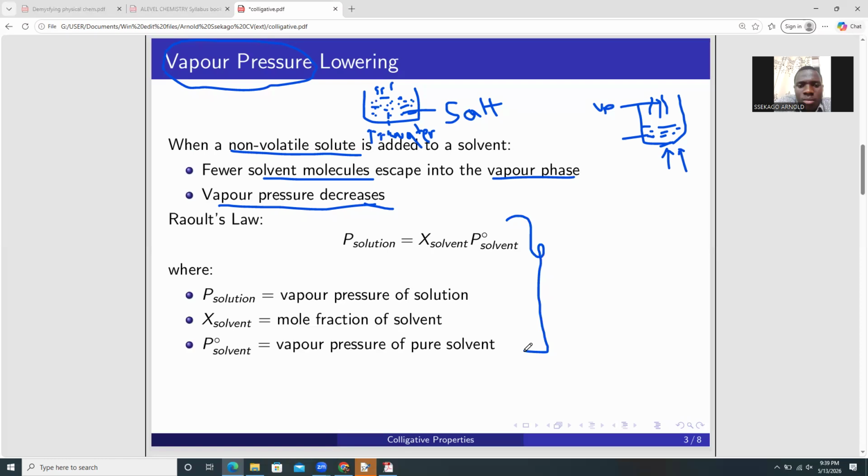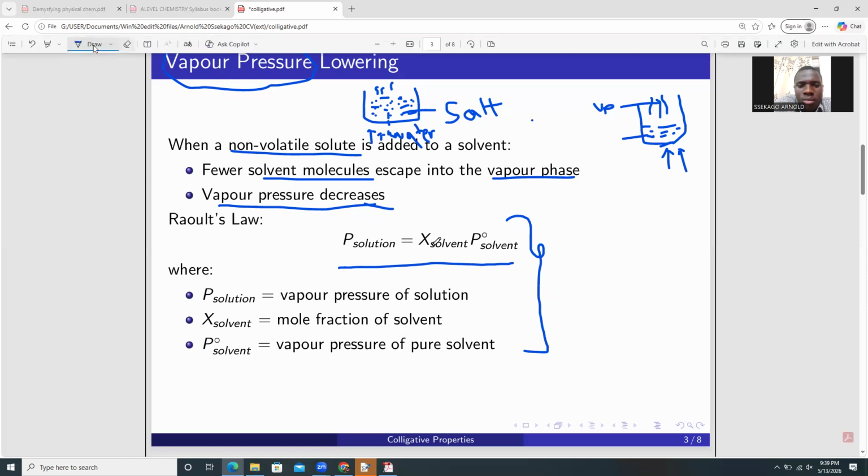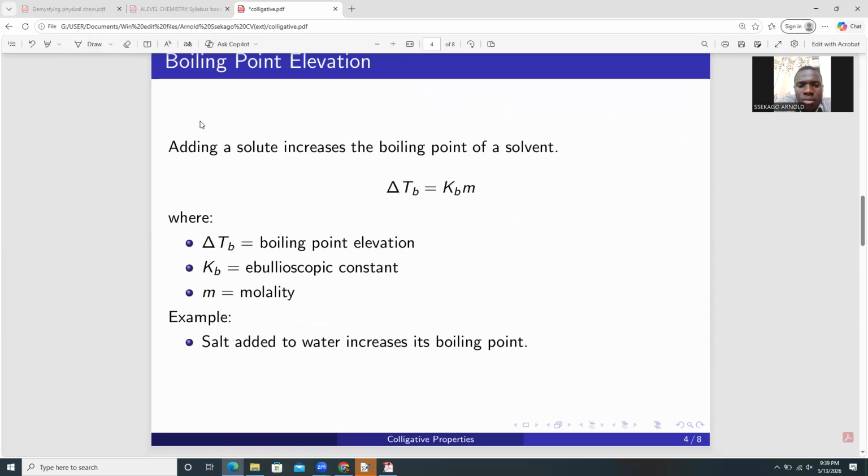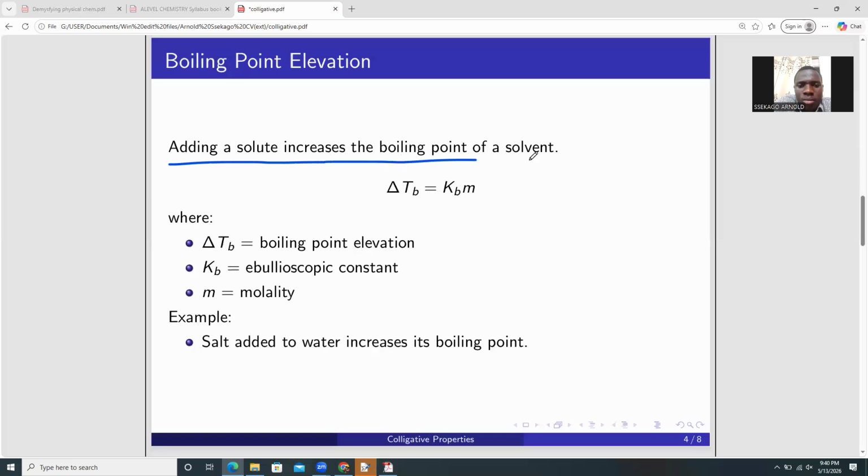Now, this is a brief. I assume that your teachers have explored the applications of that calculation, the applications of this law, particularly the vapor pressure law. I think there's the one of ideal solutions. Then the other property is boiling point elevation. What is the effect of adding a solute to a solvent? Adding a solute increases the boiling point of a solvent. This is what we should expect.